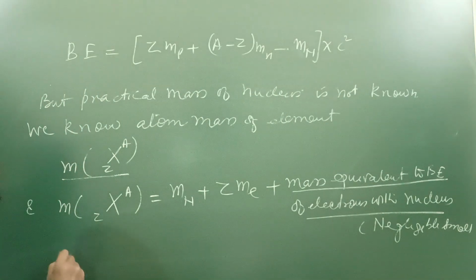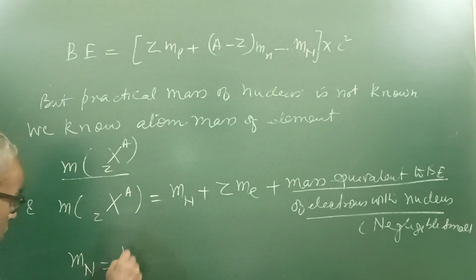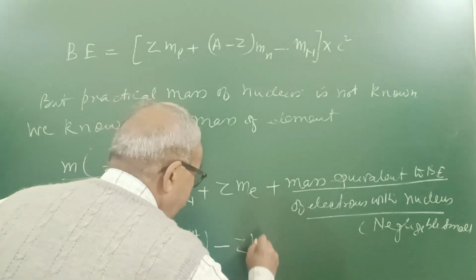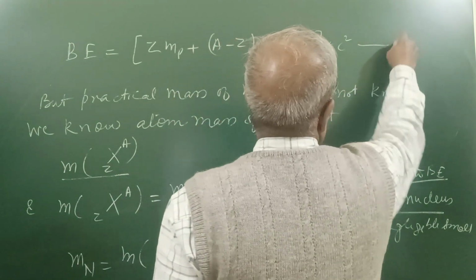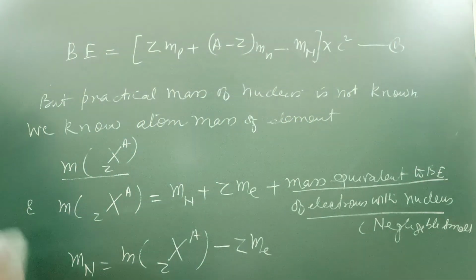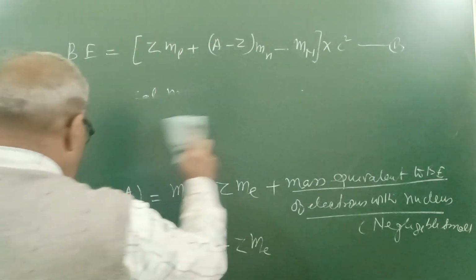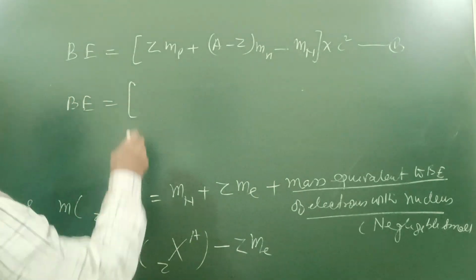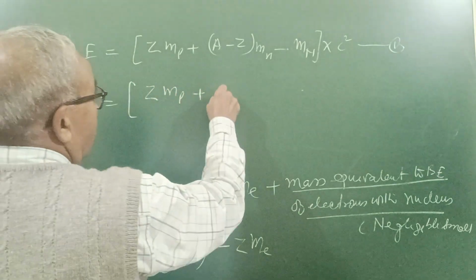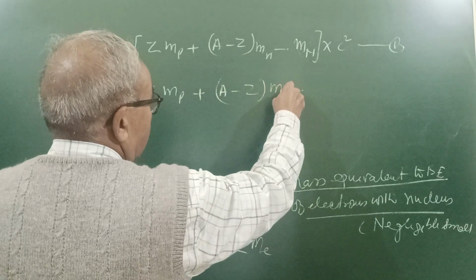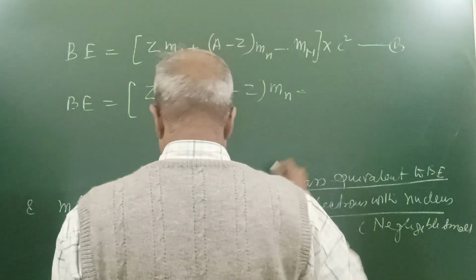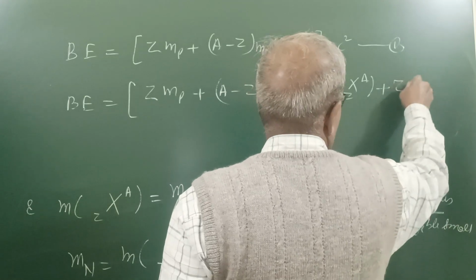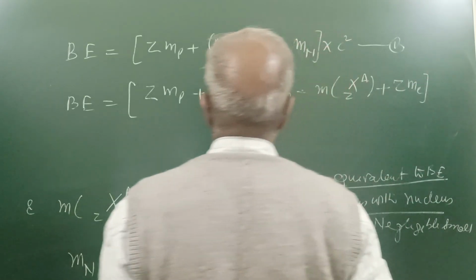So M_N equal to M(Z X A) minus Z M_e. Putting this value in equation 1, we get BE equal to (Z M_P plus (A minus Z) M_N minus M(Z X A) plus Z M_e) into c square.